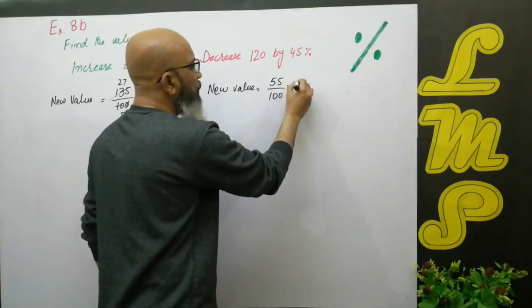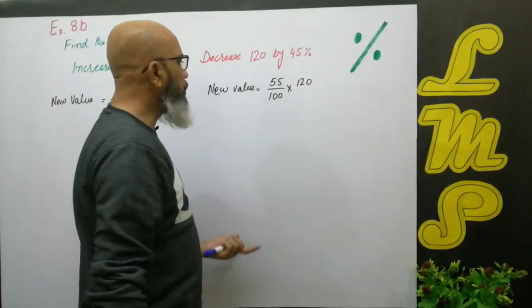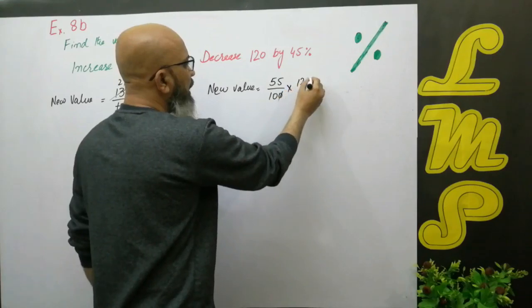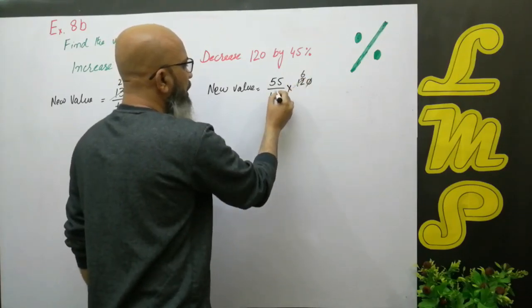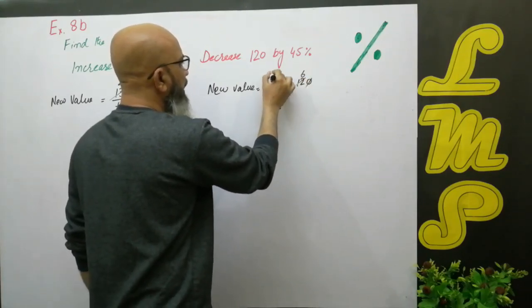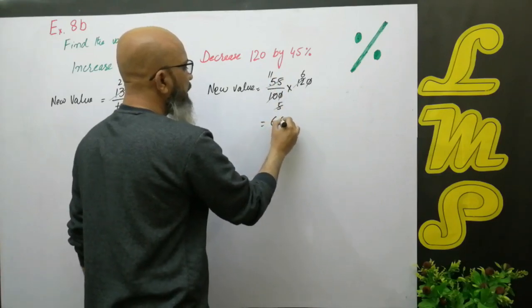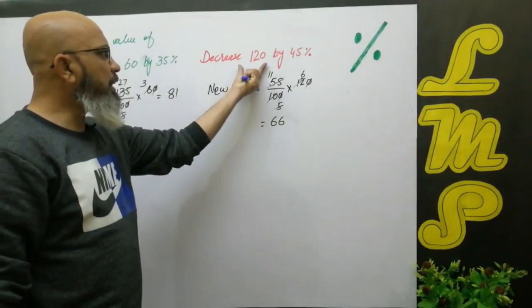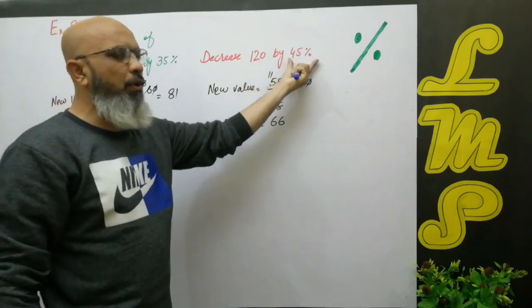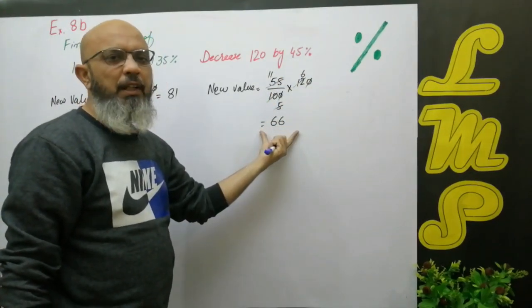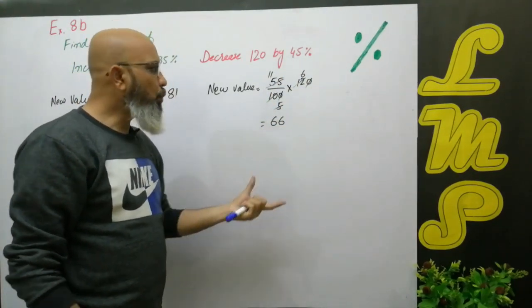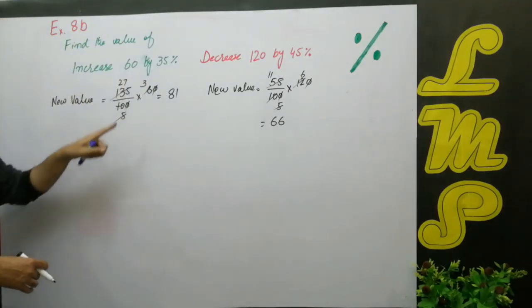And we have to find the value of 120. So you can simplify it. It cuts 6 2s are, 5 2s are, and 5 11s are, 11 6s are 66. Means decrease the value of 120 by 45%. Your answer is 66. So what is the other way to solve this question?